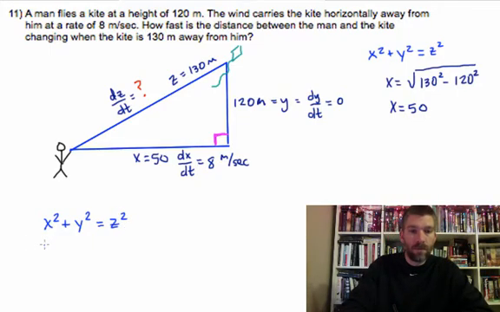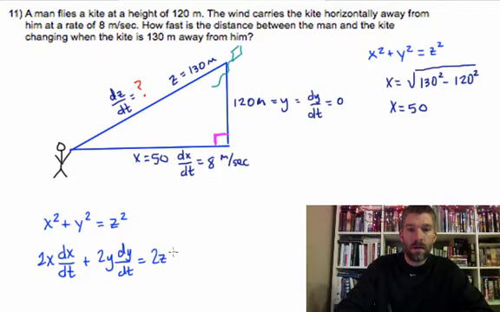So how does this work? Well, I'm going to take the derivative of 2x, and then I'm going to chain that with dx dt, because x is not my independent variable anymore. Okay, the t is. Plus 2y times dy dt equals 2z times dz dt.